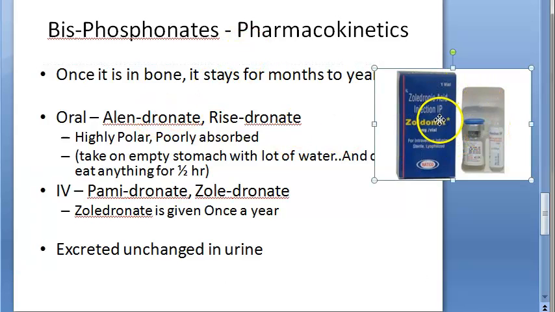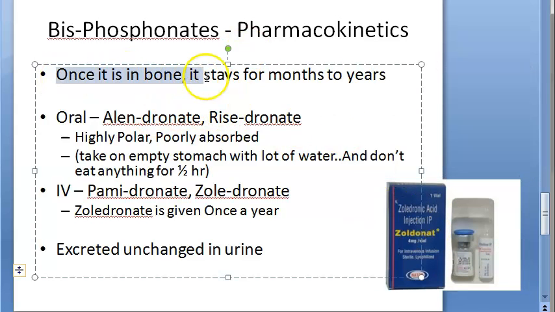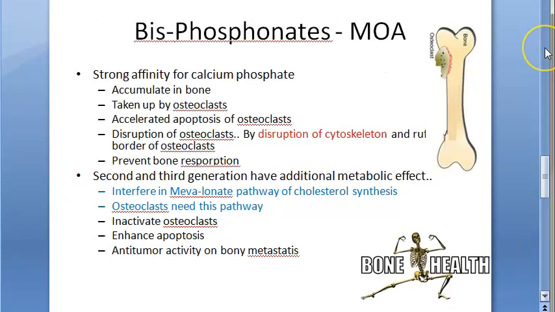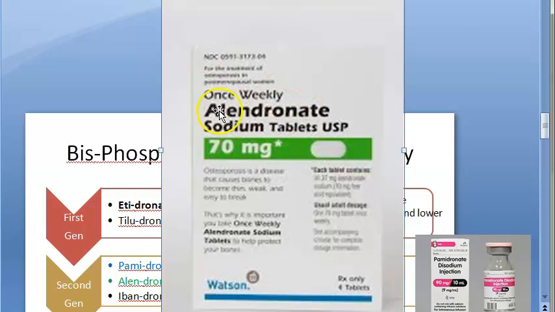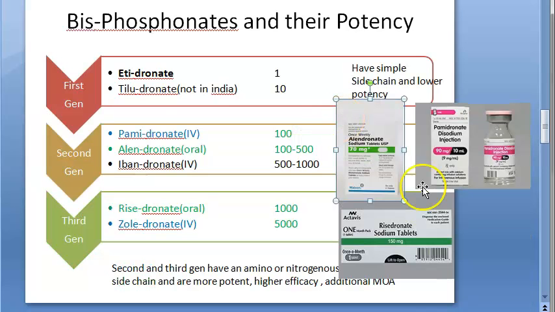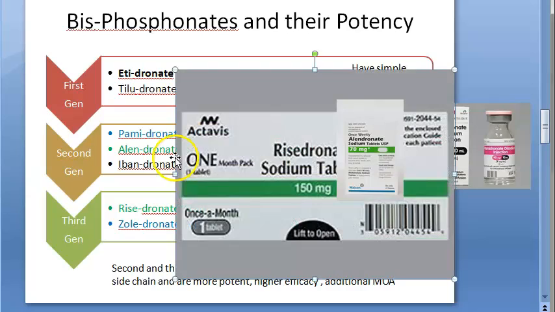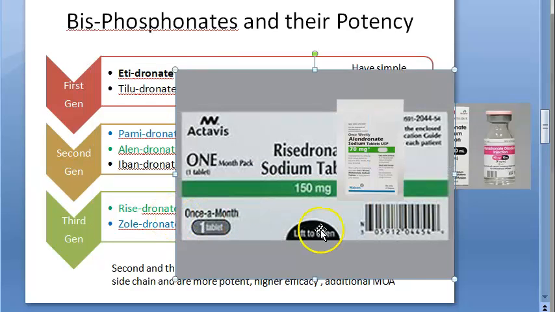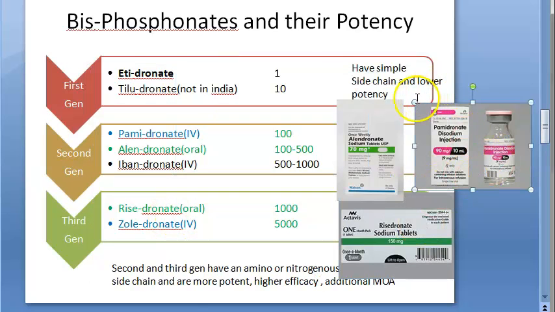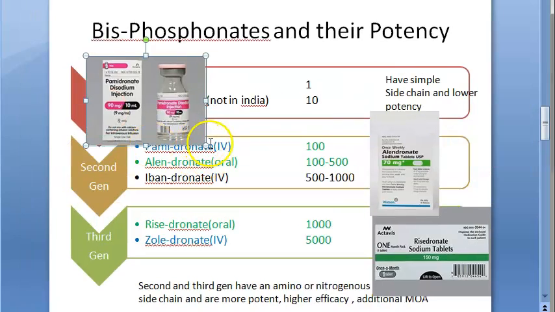The thing with these drugs is that once they enter our body, they stay for months to years in the bones. So that is why, if you notice, on these drugs there's written something like once weekly. Look at this one, Risedronate. They have written once a month, 1 month pack, only one tablet. So basically they will give only once a week or once a month.